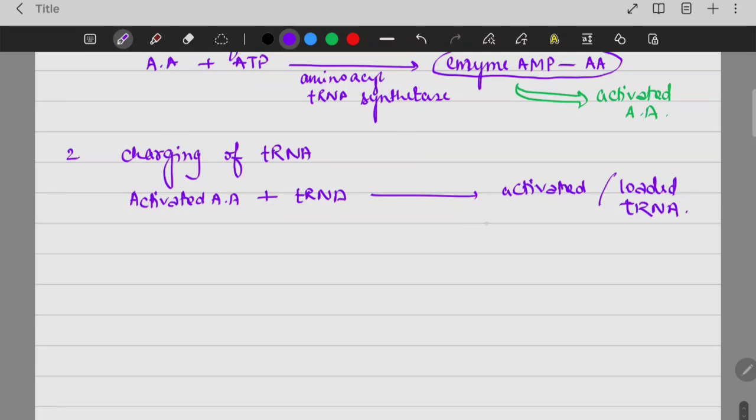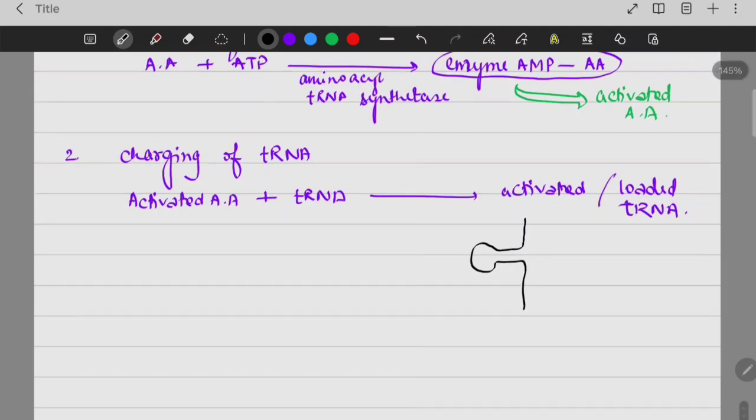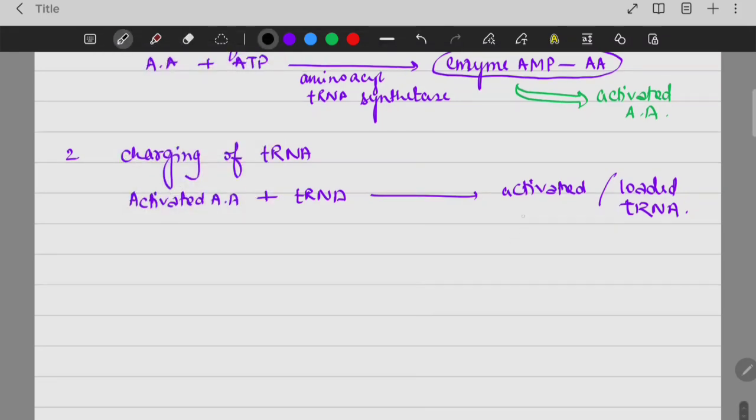So what will be the structure of tRNA? The activated form will be something like this. And here will be the amino acid. Okay, so this is the anticodon arm, this is the D arm, this is the T arm, and this is the variable loop.